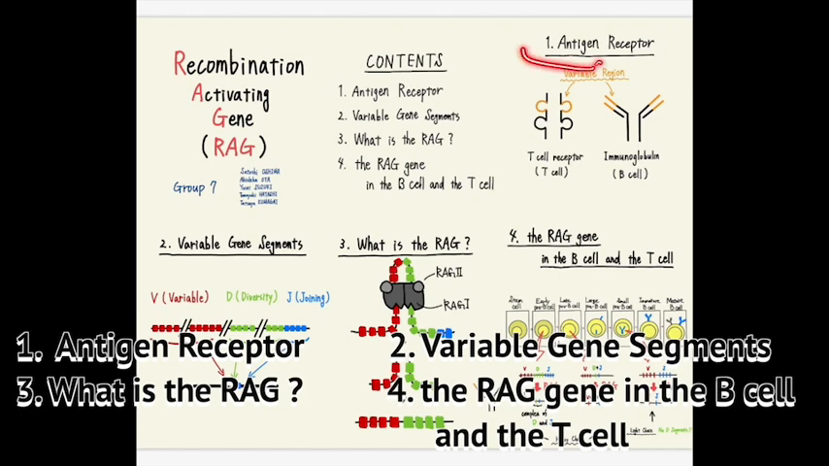1. Antigen receptor. 2. Variable gene segments. 3. What is that RAG? 4. The RAG gene in the B cell and the T cell.